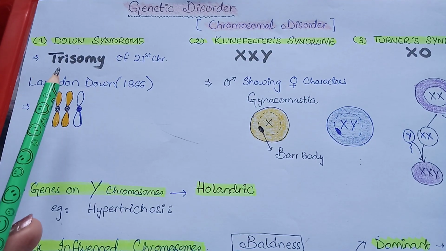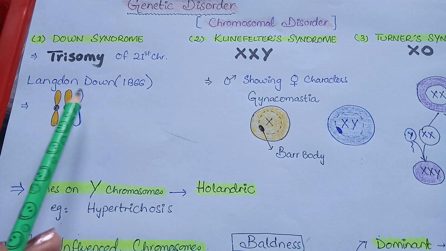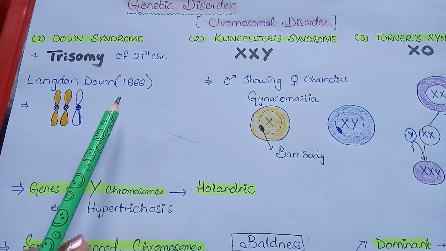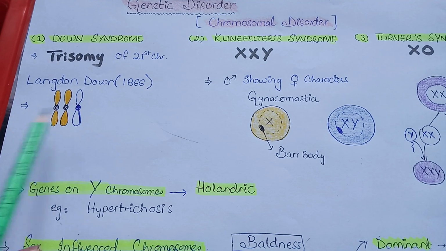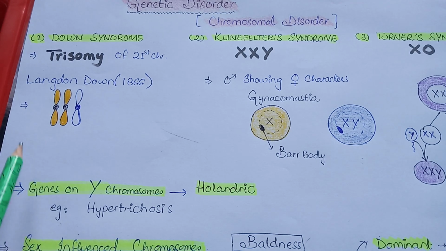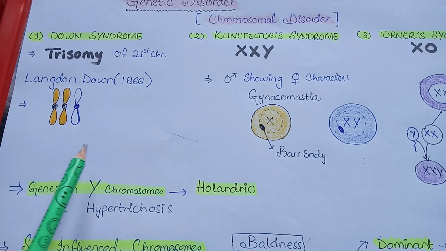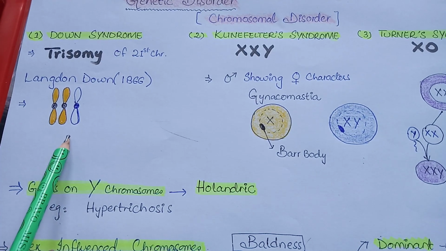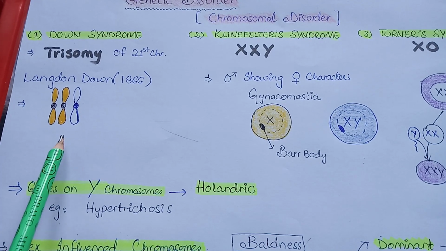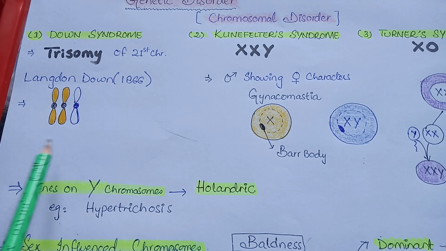Down syndrome is named after the scientist Langdon Down, who reported it for the first time in 1866, and this condition is caused due to trisomy of the 21st chromosome. This means that instead of a normal pair of 21st chromosomes, there is an extra 21st chromosome. So in an individual, if there are three instead of two 21st chromosomes, then that condition leads to Down syndrome.